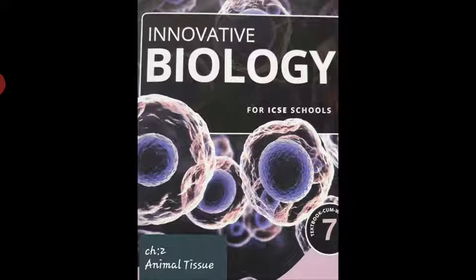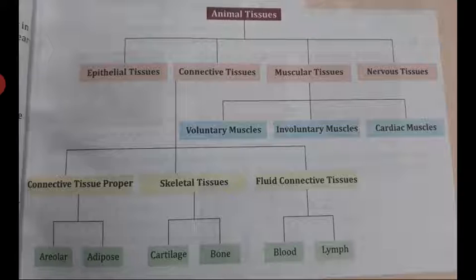Like plants, animals also have different types of tissues. As I told you, like plant tissues, animal tissues also have different types, and each has its own work to perform in the animal's body. In this chapter we'll be learning about different types of animal tissues. Before starting, I would like to show one chart where you can easily see the differentiation of animal tissues, how animal tissues are divided into different types.